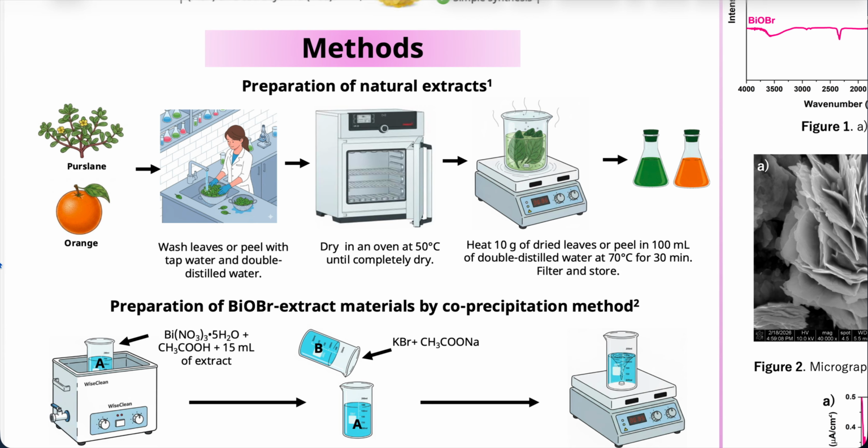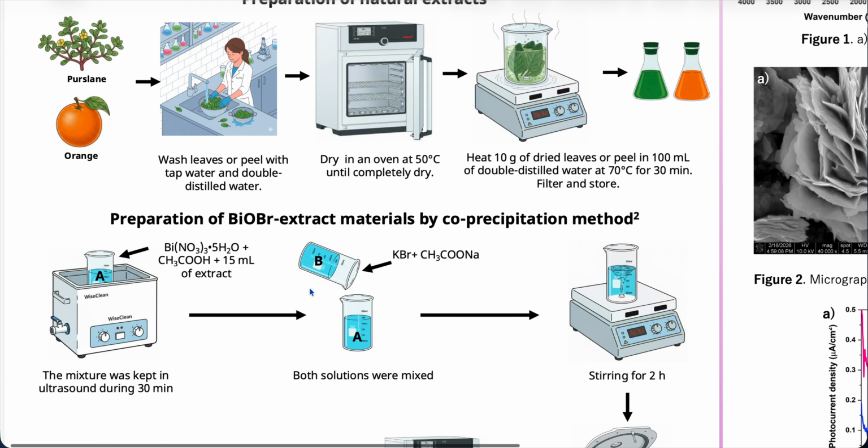First, for the methods, we prepared the natural extracts. The natural extracts were prepared by washing the plant material, drying it at 50 degrees Celsius, and then heating 10 grams of the dry material in 100 milliliters of double distilled water at 70 degrees Celsius for 30 minutes. The extracts were subsequently filtered and stored.